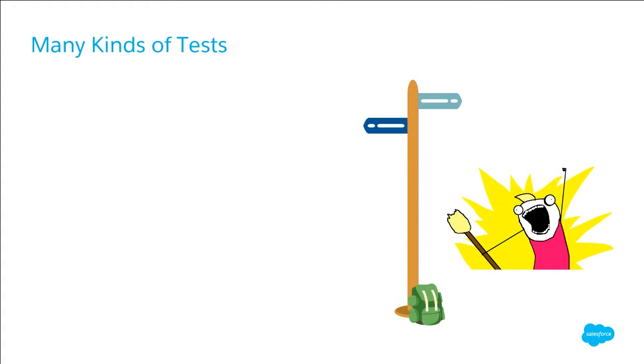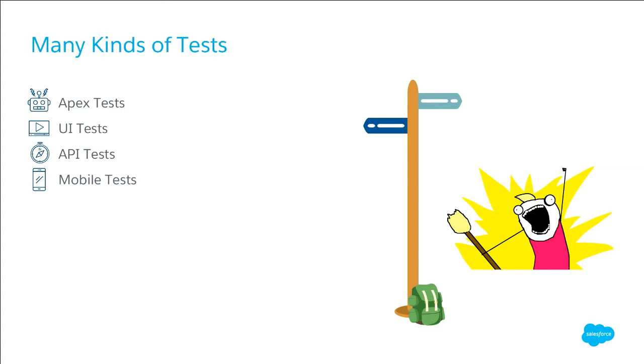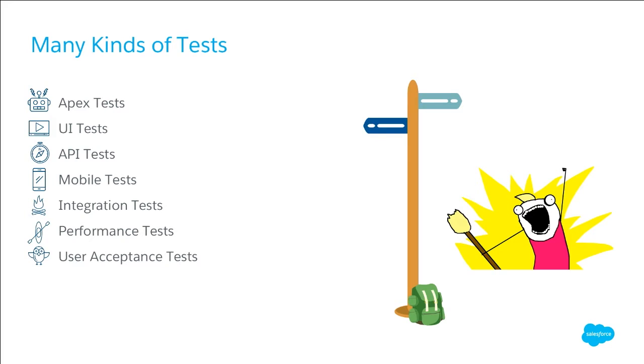I mentioned tests before. Lots of tests, lots of different kinds of tests. And I want everyone to start to embrace all the different kinds of tests you're going to have. You've got Apex tests. You've got UI tests. You're going to have API tests, mobile application tests, integration tests, performance tests, user acceptance tests.